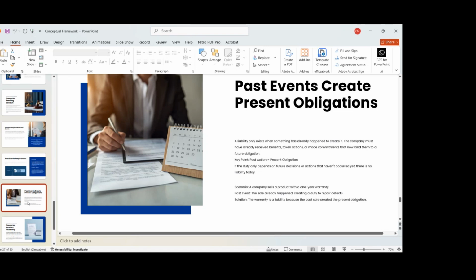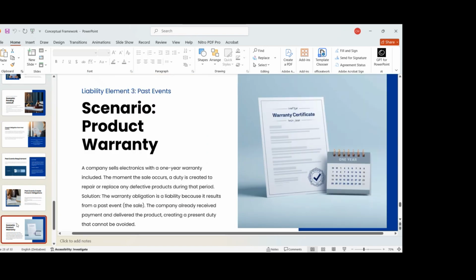So again, a company sells a product with a 1-year warranty, so the sale already happened, which creates a duty to repair defects. So it's a liability. The past sale created the present obligation.